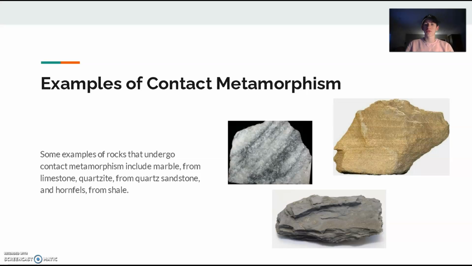Lastly, here we have a few examples of contact metamorphism, where we can see that some of the rocks that undergo contact metamorphism include marble, which comes from limestone, quartzite, which comes from quartz sandstone, and hornfels from shale, which are all rocks that we've seen in our labs previously.